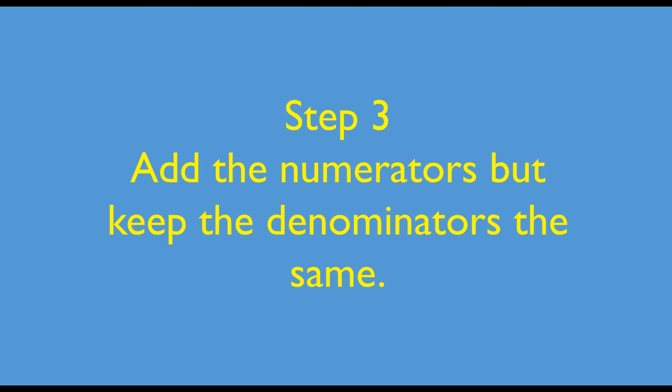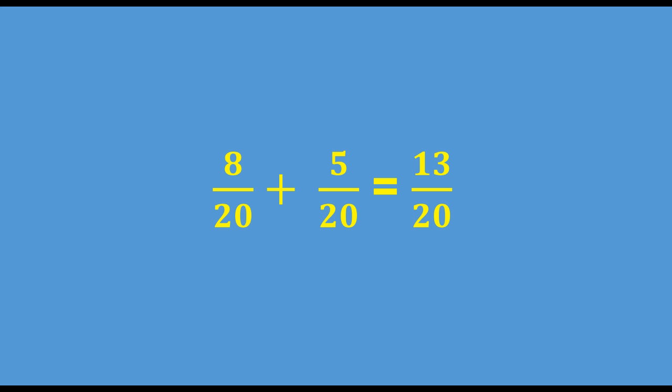The last step is probably the easiest. You just add the numerators together, but be careful, you keep the denominators the same. It's just like any simple adding problem, okay? I have 8 of something and I add another 5 of something and I get 13 of them. But in this case, this something is twentieths. So if I have 8/20, add another 5 of them on, I end up with 13/20.